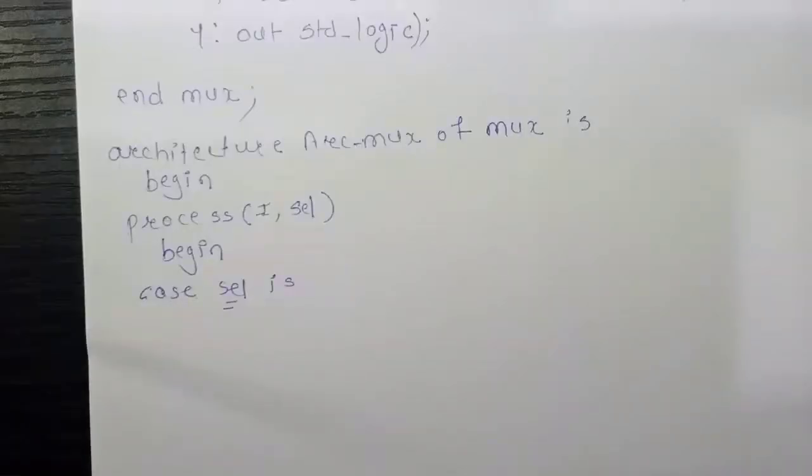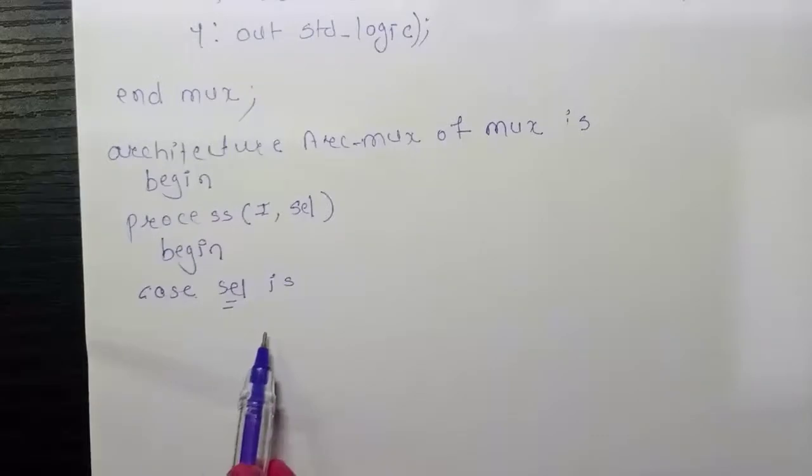Okay, so when your selection line is 0 0, then our output will be I0. If it is 0 1, then output will be I1. If it is 1 0, output will be I2. And if it is 1 1, output will be I3. Okay, and then we are going to select output depending on this input. So here we have to list out all these things in case statement.